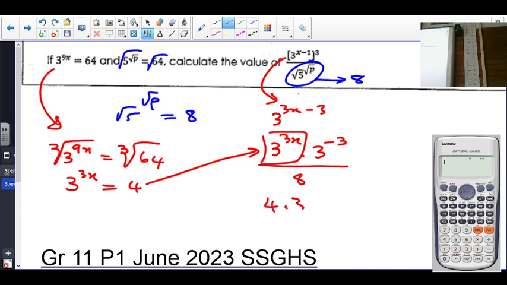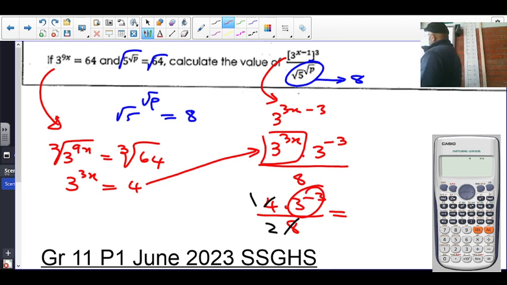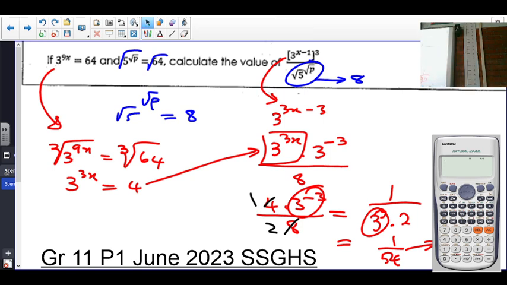So it's 4 times 3 to the negative 3 over 8. So 4 going into 4 once, 4 going into 8 twice. So it will be 3 to the negative 3, which is the same as 1 over 3 cubed times 2. This is 27. 2 times 27 is 54. The answer that they're looking for is 54.